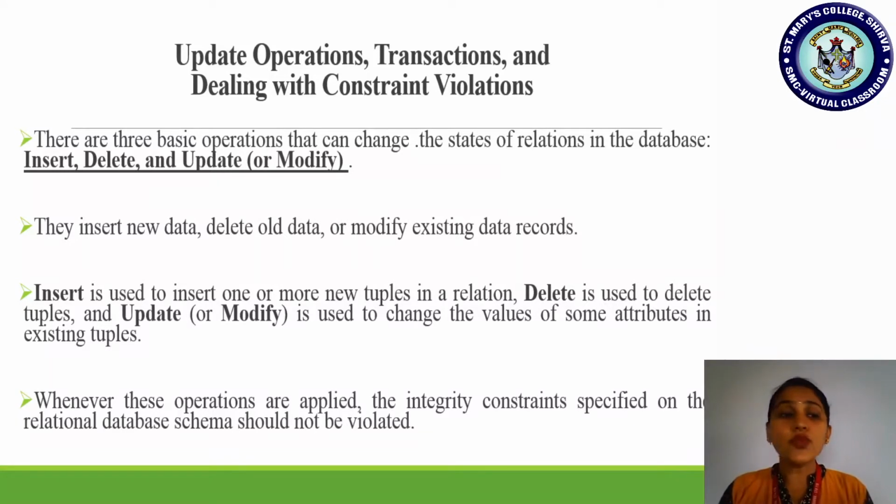Then delete is used to delete tuples. So for example, 50 employee tuples. If 50 tuples are already there in the employee relation, and you are removing two tuples, it means deleting certain already existing old tuples. And update is used to change the values of some attributes in existing tuples. So observe the thing written here. Update is actually used to modify the values of some attributes.